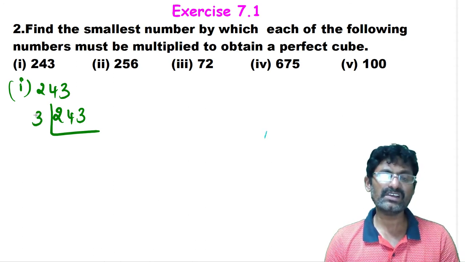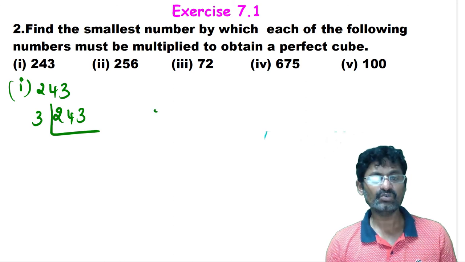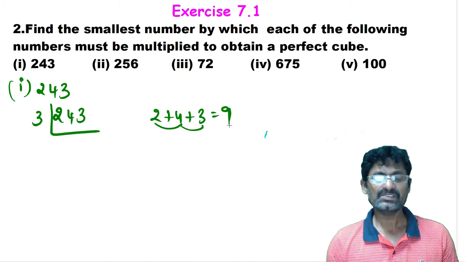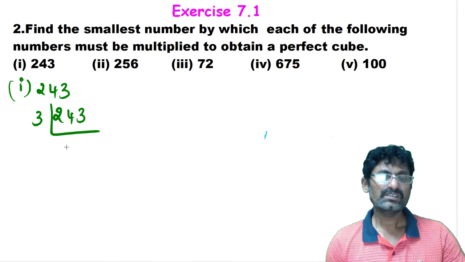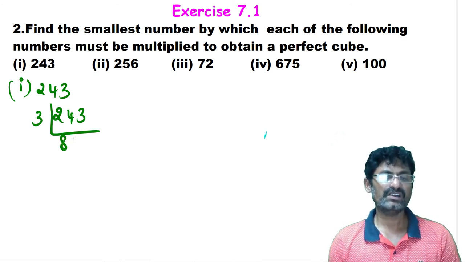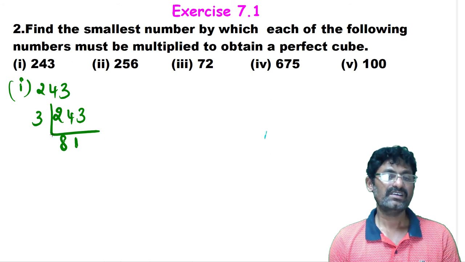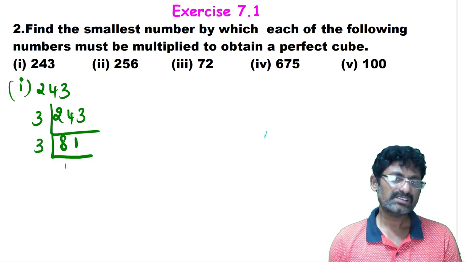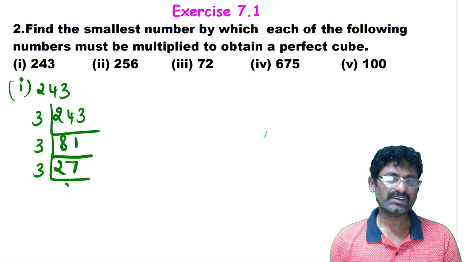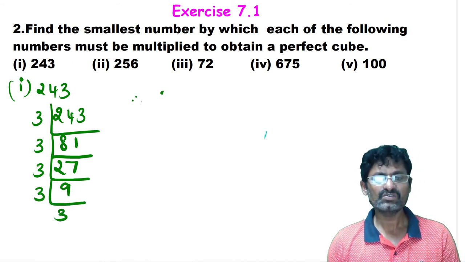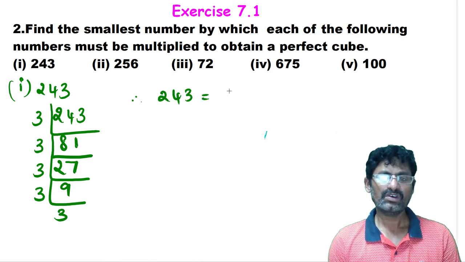Whether it is divisible by 3 or not, just add the digits. 2 plus 4 plus 3. So 2 plus 4 is 6, 6 plus 3 is 9. So it is divisible by 3. So 3 times 8 is 24. Then 3 times 1 is 3. Now start with again 3. So 3 times 2 is 6. Then we have 21. 3 times 7 is 21. Then again start with 3. 3 times 9 is 27. Then 3 times 3. So therefore 243 equal to, how many 3's are there?